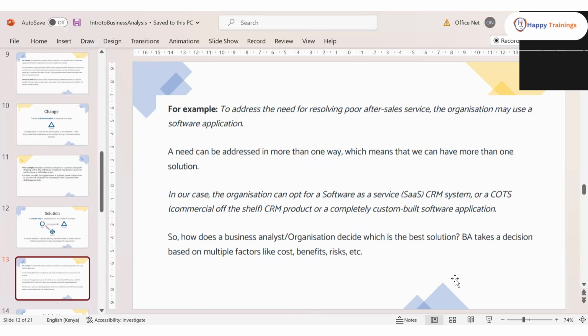So how does the business analyst or organization decide what is the best solution? The BA takes a decision based on multiple factors like cost, benefits, or risk. As a BA, it's their responsibility to do the cost benefit analysis and identify the risks, if there are any: how much time it's going to take, what the impacts on the business are, how many days we have to stop the business. These kinds of risks we have to identify and work upon.